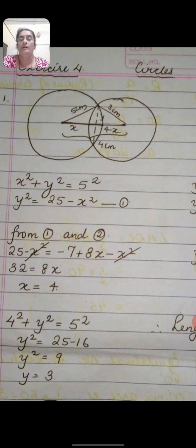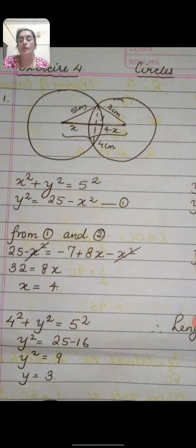Now here we don't know the distance of each part of that center line. So one part is taken as x and the other is 4 minus x. The chord divides the line joining the centers into two parts. One part is considered as x and the other part is 4 minus x.